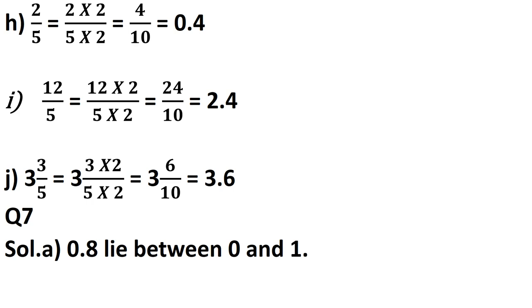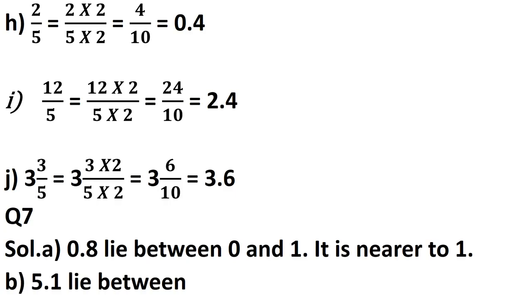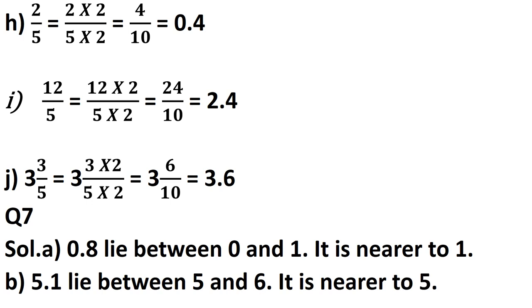Question number 7, solution. 0.8 lies between 0 and 1 and it is nearer to 1. If the decimal digit is greater than 5, then it is nearer to the next number, the second number, and if it is less than 5, then it is nearer to the first number. 5.1 lies between 5 and 6. The first number will remain the same, this 5, and the next number is 6. And it is nearer to 5 because the decimal part here is 1. It is less than 5, so it is nearer to 5.